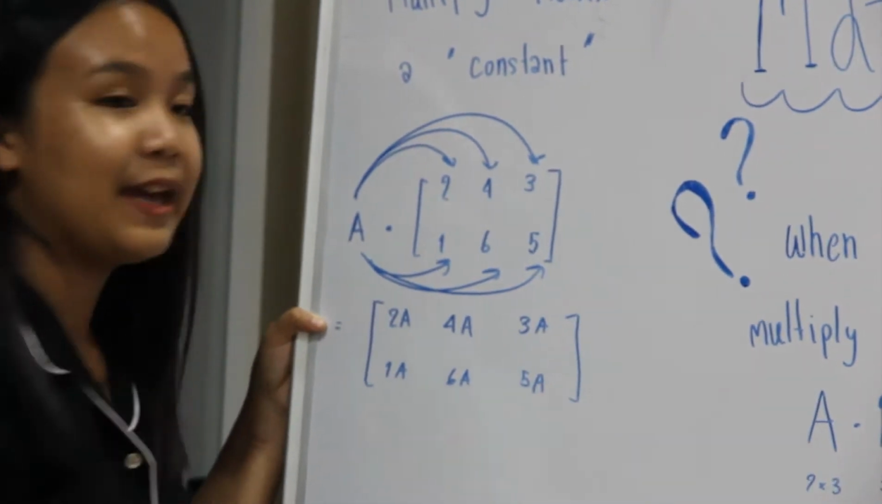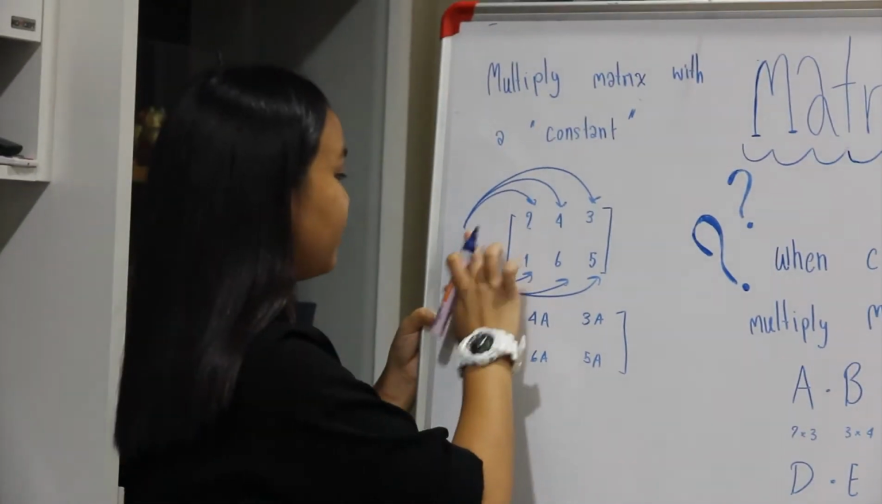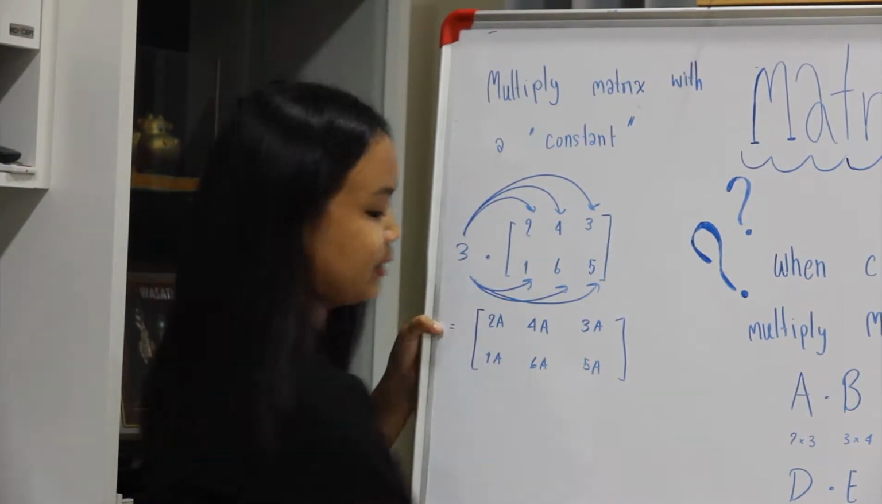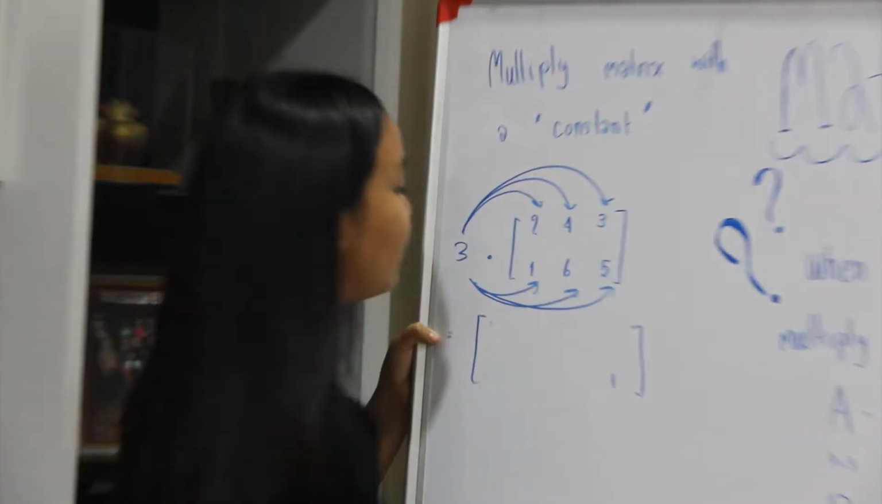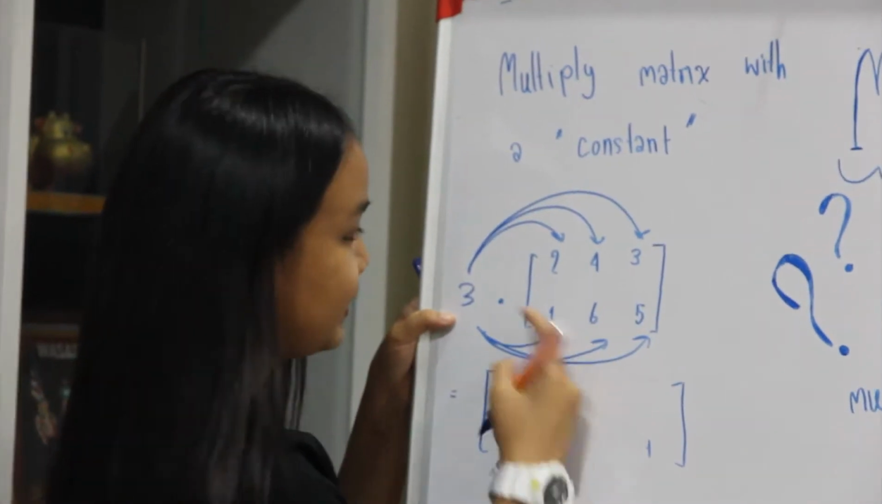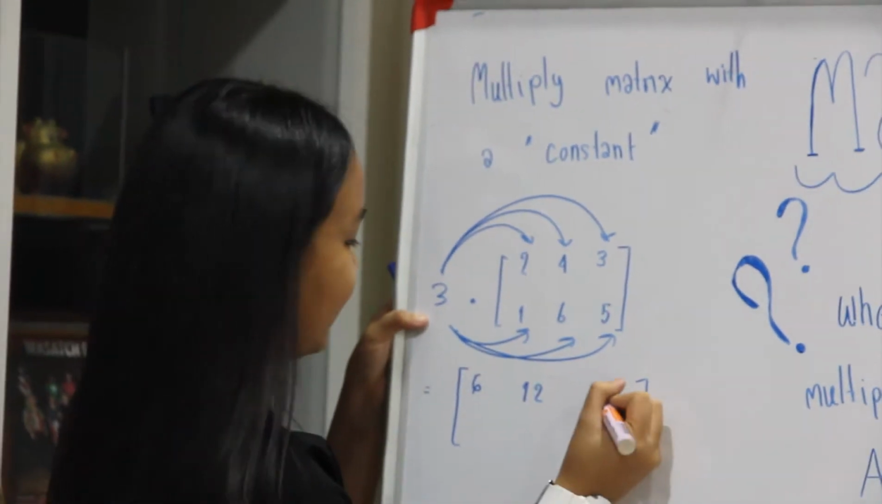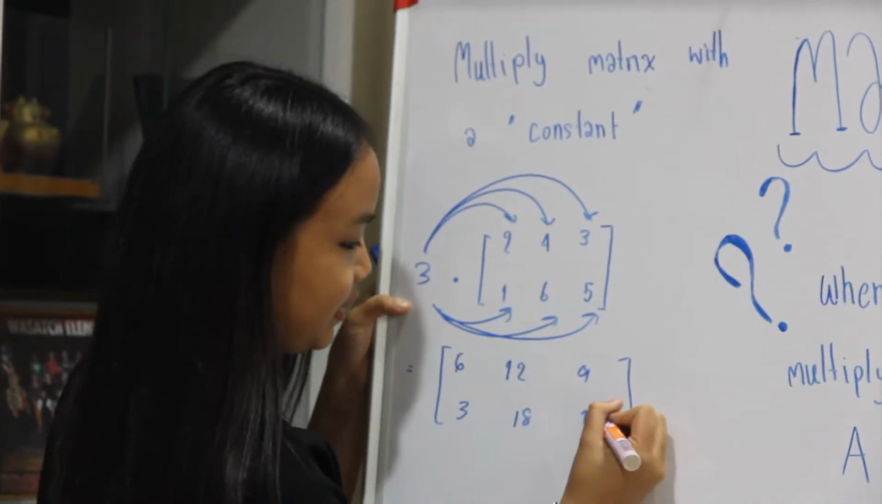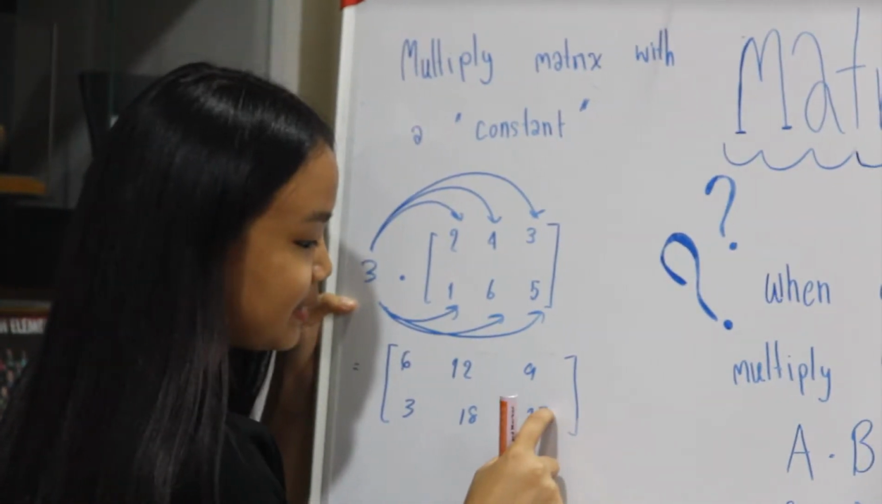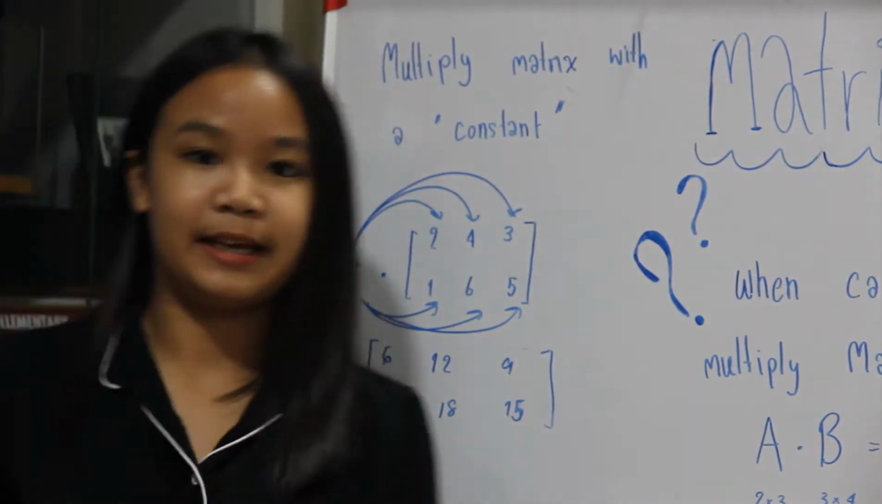Let's say my A is 3. So what I have here now is that I have to times 3 to each of the numbers. So it will give me 3 times 2, 6, 12, 9, 3, 18, and 15. So it's easy doing it like that.